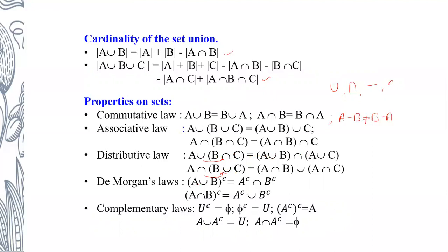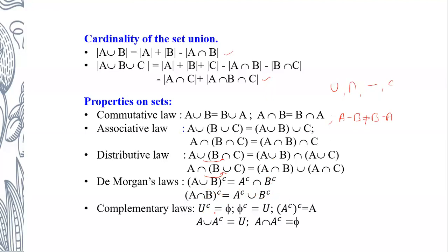Again, De Morgan's laws: A union B whole complement equals A complement intersection B complement. When you take the complement of A union B, it expands as A complement intersection B complement, so union becomes intersection. Whereas if you take A intersection B whole complement, it is A complement union B complement. By using Venn diagrams, we can prove all these properties. But for now, if you remember these and understand their meaning, that is okay.